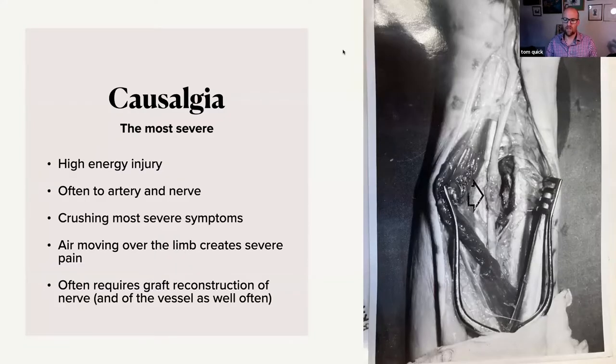Causalgia we see rather infrequently, thankfully. This is this super severe, what everyone would recognize as a horrible CRPS type picture with a dystonic limb with sympathetic dysfunction. The patient hides it away. They don't even want the air moving around it. Loud noises will trigger the pain. And this is a high energy injury to nerve and the soft tissues around and often the vessel. And this requires transection of that area because it isn't functioning, and grafting and often repair of the arterial injury as well. But this is a very high energy injury to all of the tissues around the nerve and is very hard to treat. But again, very rewarding, because even just transecting that nerve will make a great deal of difference to that patient.